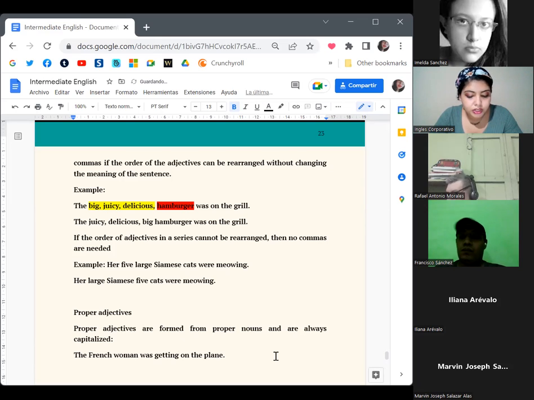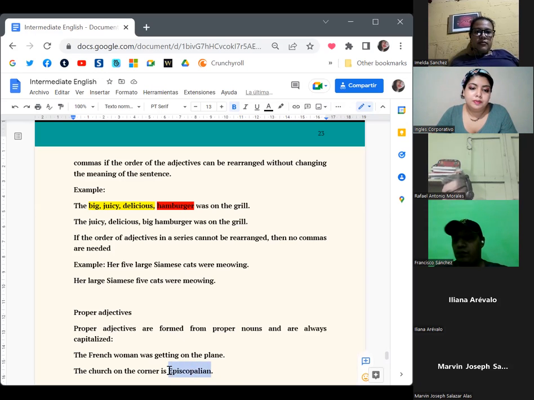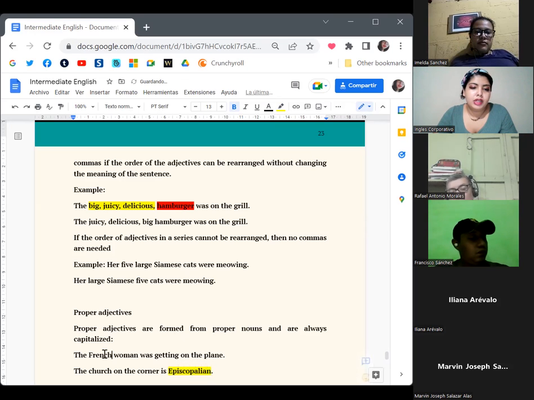Then we have the church on the corner. The church on the corner is Episcopalian. So the adjective Episcopalian modifies the word church. So in that case, we are going to write it with a capital letter. So we have here the example, and also we have here the other one.